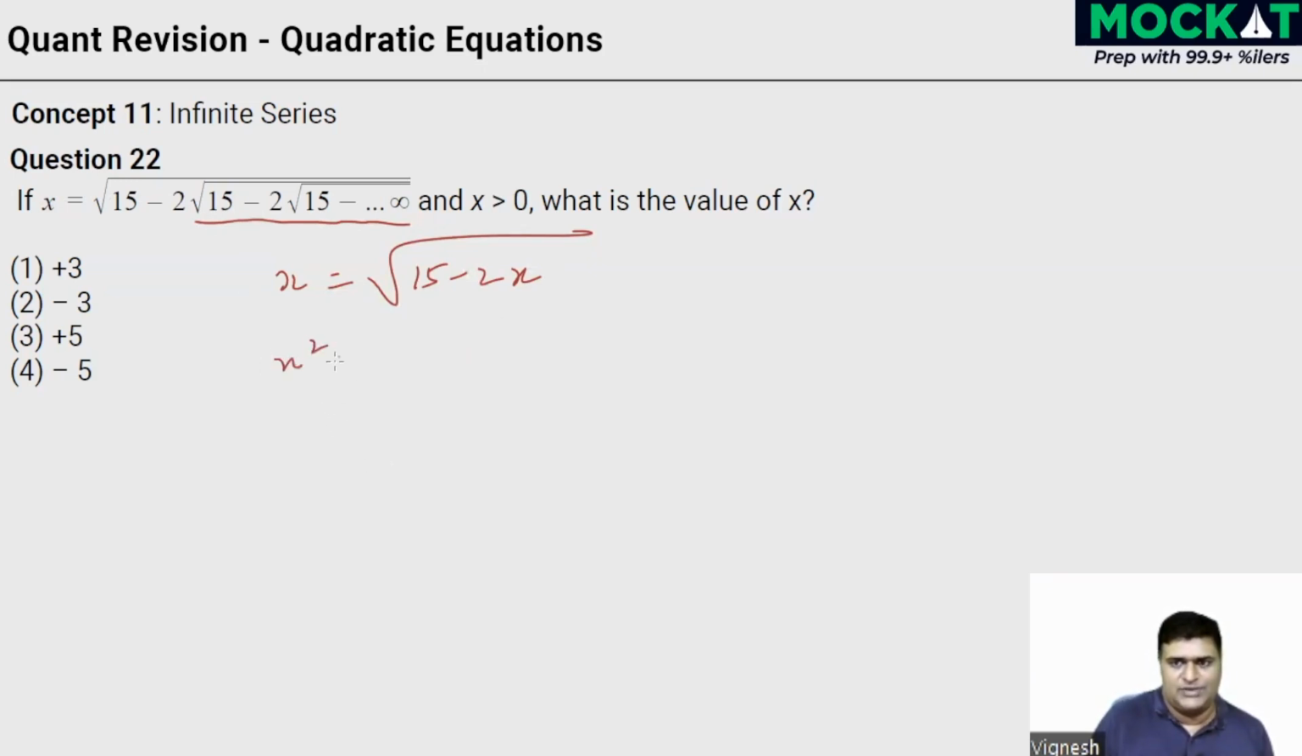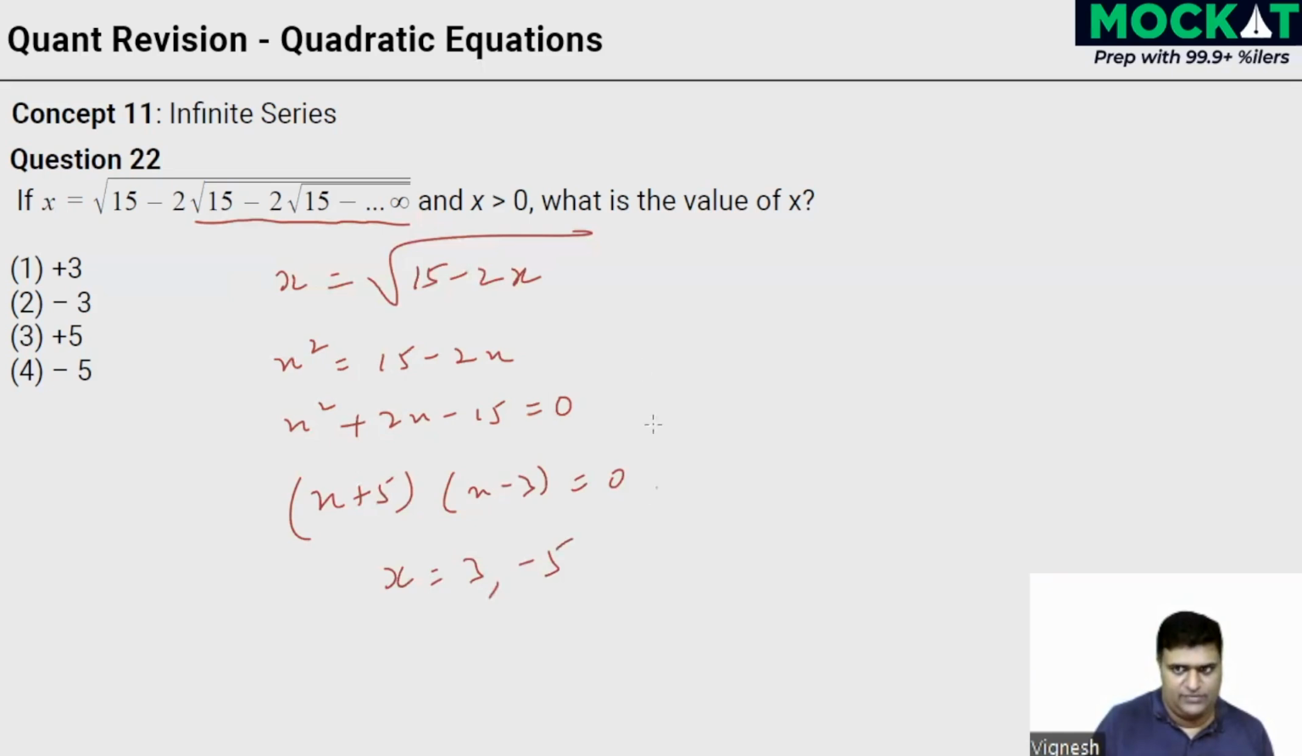Square both sides. x square equals 15 minus 2x. Bring the stuff here. x square plus 2x minus 15 equals 0. x plus 5 into x minus 3 equals 0. So x can be 3 or minus 5. Look at the question for conditions. x has to be greater than 0. So x equals 3 is the answer. This can't be the answer here.